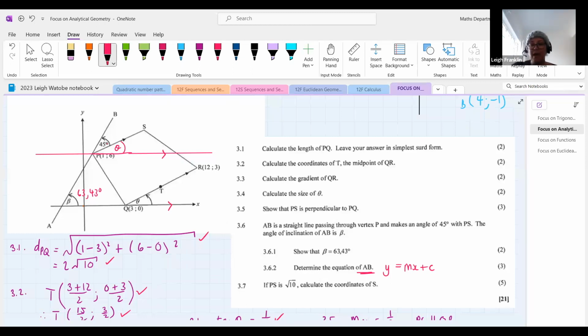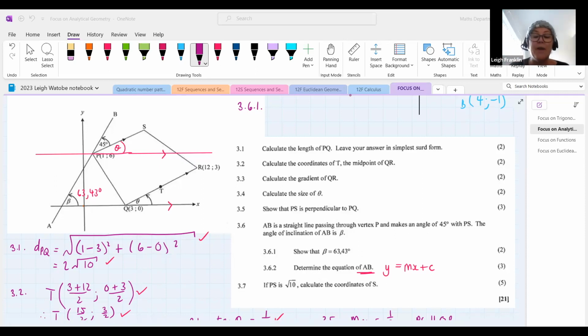So does anybody have any ideas about how we could get the gradient? Yes, Teddy, what would you do? It's in the p-values, ma'am. The p-values, okay, you will have to do that, but you need your gradient first because we don't have the y-intercept. So how are we going to get the gradient? There we go, Cassandra's put it in the chat. Well done, Cassandra, you're quite right.